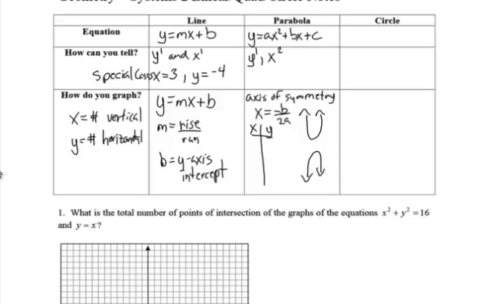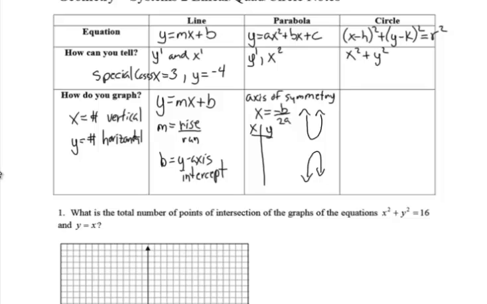All right, and then yesterday we introduced you to the circle, and the circle is the quantity x minus h squared plus the quantity y minus k squared equals the radius squared. How can we tell if it's a circle? Well, in this case, we have to have an x squared plus a y squared. We have to have both of those.